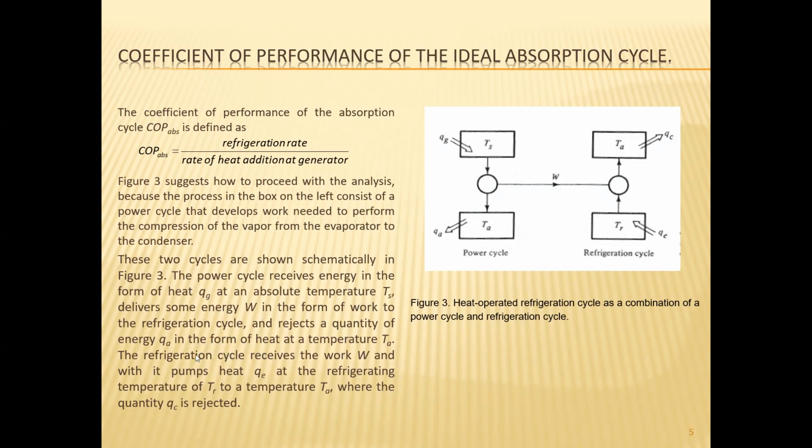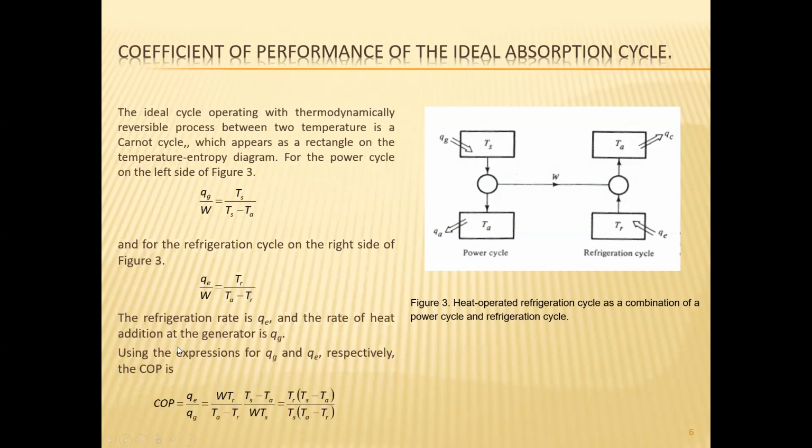The refrigeration cycle receives the work W and with it pumps heat QA at the refrigerating temperature of TR to a temperature TA where the quantity QC is rejected. So this is equal temperature. Okay. Now the ideal cycle operating with thermodynamically reversible processes between two temperatures is a Carnot cycle, which appears as a rectangle on the temperature entropy diagram.